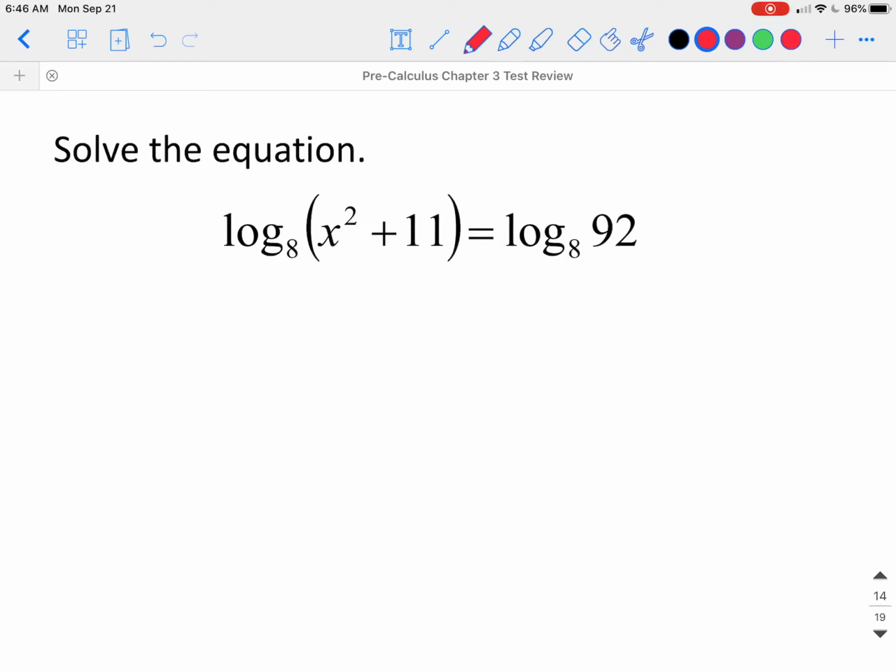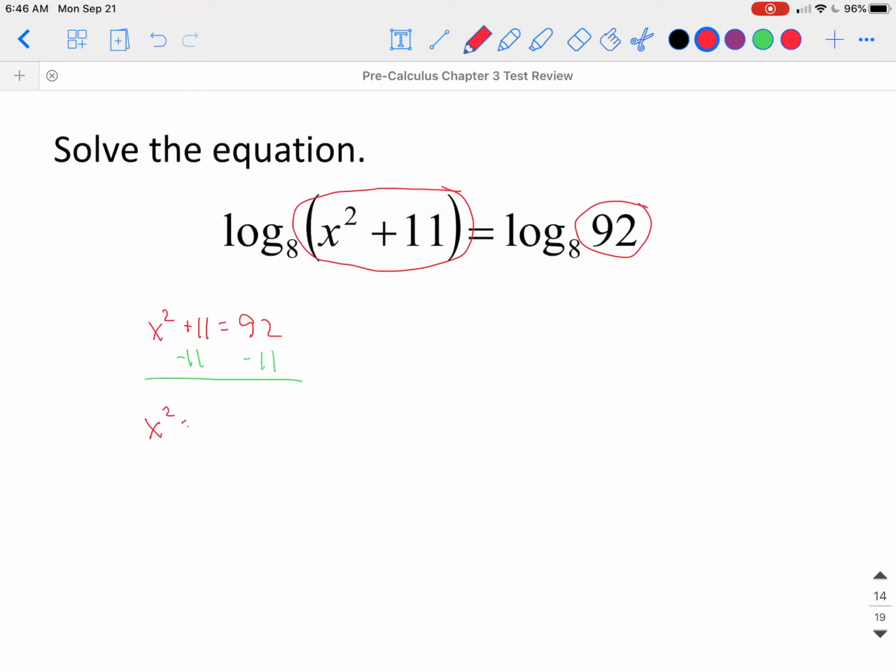We need to solve the equation. If you notice, we just have one log with a whole bunch of stuff on the left and one log with stuff on the right. Now, because both of them are log base 8, we can just pull the stuff out of the two logs. They must be equal to each other. And we can just say x squared plus 11 is equal to 92. So to solve this, we are going to subtract 11 from both sides.